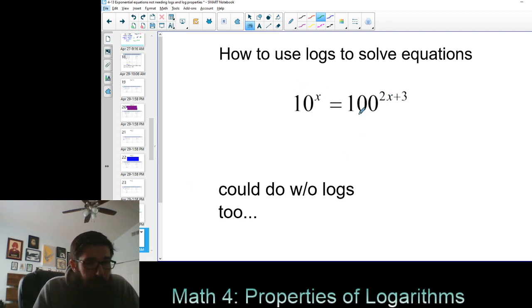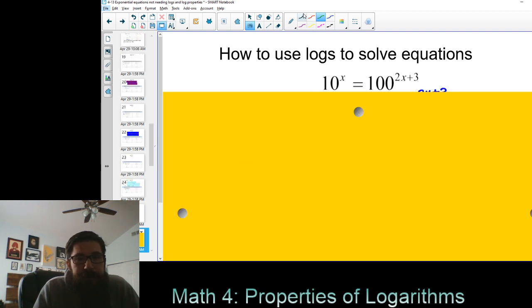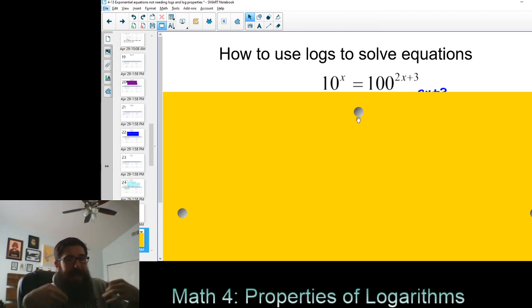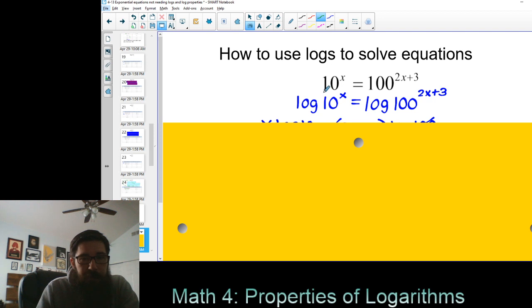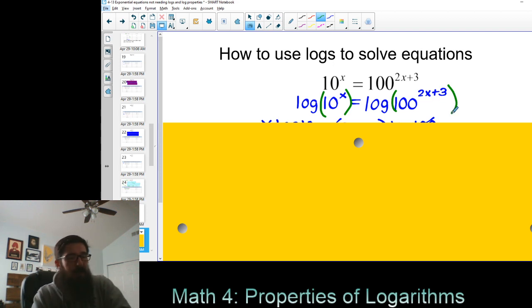So here's one that we could do without logs. How would we maybe solve this sort of thing with logarithms? This is an idea where what I'm going to do now is take the log of both sides. So my left side is going to say log of 10 to the x equals, on the right side, log of 100 to the 2x plus 3. Both of them are going to go inside of a log. I don't have parentheses around these, my apologies. The reason this works is the piece inside the green parentheses is the same. I have log of something equals log of something. I've done the same thing algebraically to both sides.